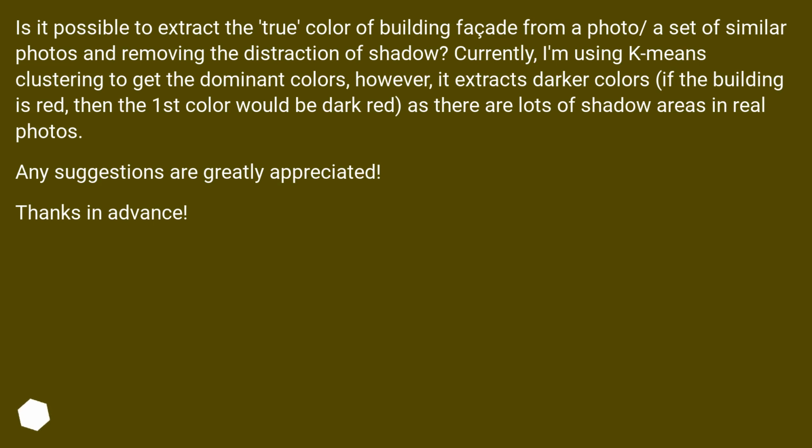Currently, I'm using k-means clustering to get the dominant colors. However, it extracts darker colors. If the building is red, then the first color would be dark red, as there are lots of shadow areas in real photos. Any suggestions are greatly appreciated. Thanks in advance.